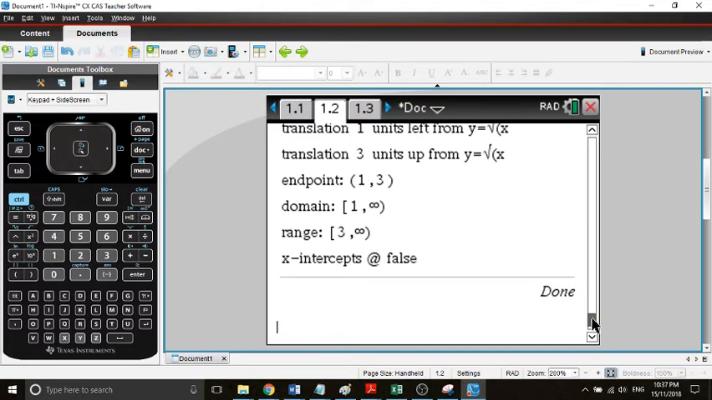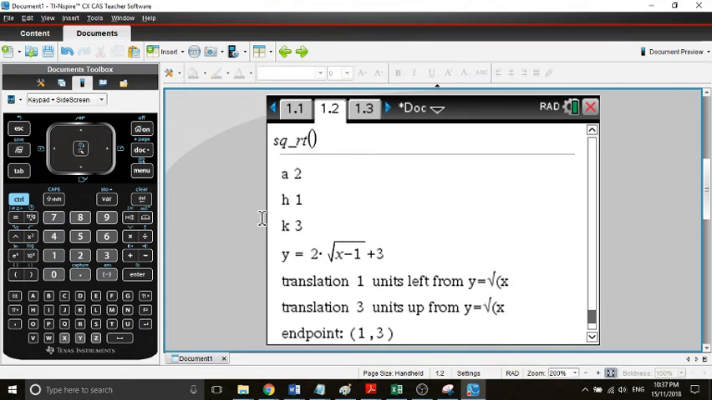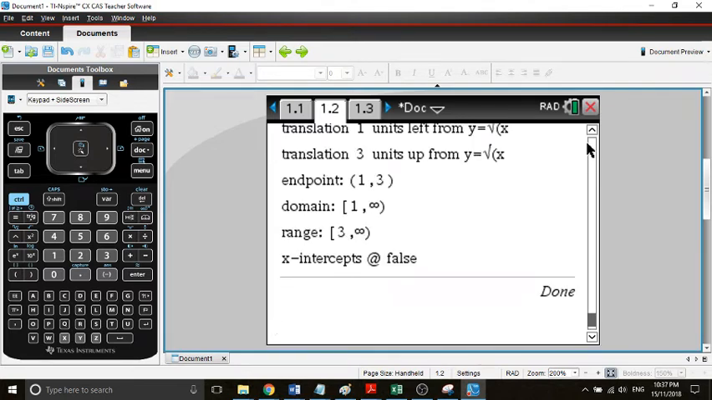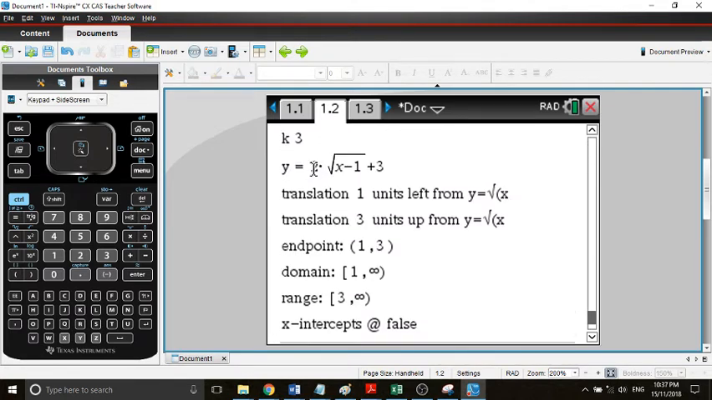So this is what we get told. Our inputs were a, h, and k. That tells us we are going to be left with 2, which is our a value, times the square root of x minus h, which is 1, so x minus 1, plus 3. We have a translation 1 unit to the right from y equals the square root of x, translation 3 units up from y equals the square root of x. We have an endpoint at 1 and 3, so it gets taken straight from this. We have a domain of 1 to infinity, a range of 3 to infinity.